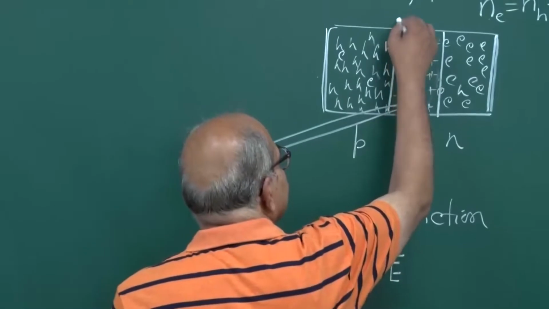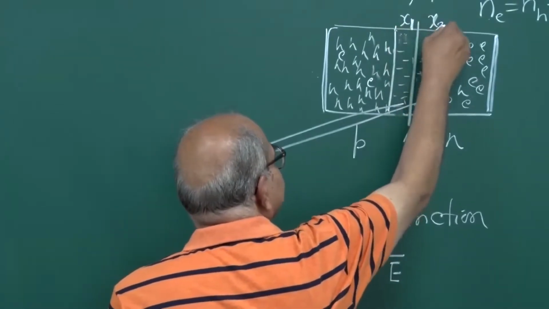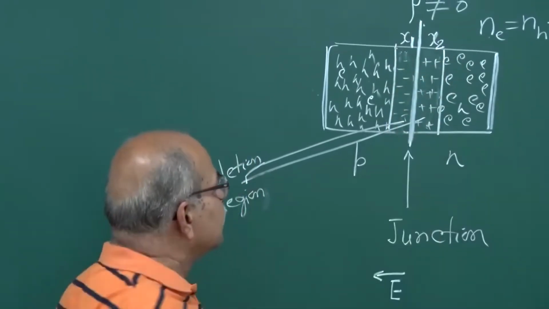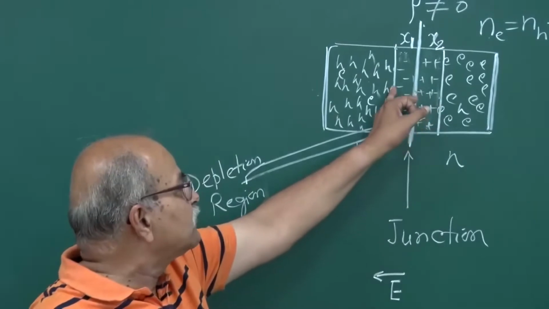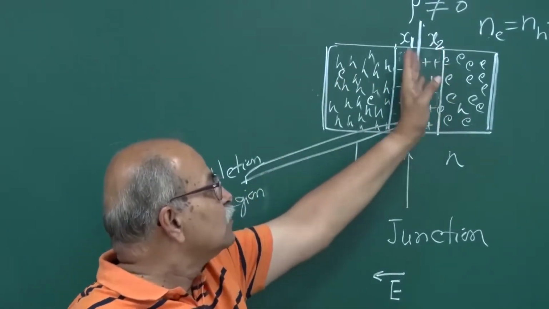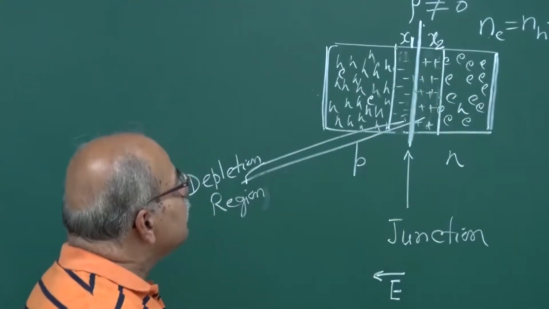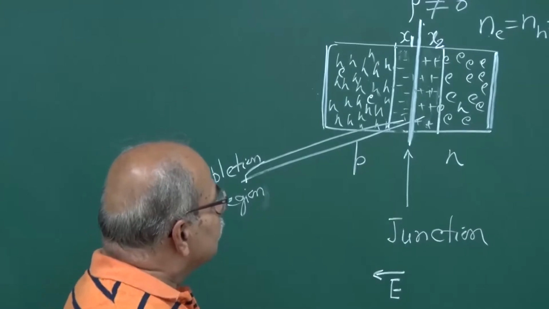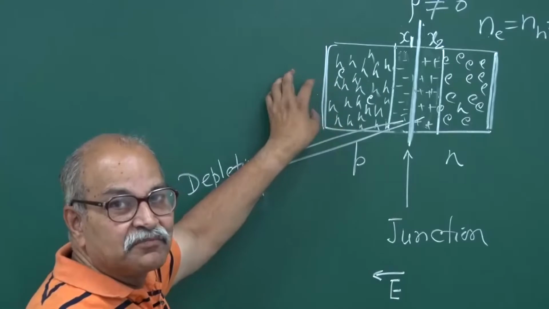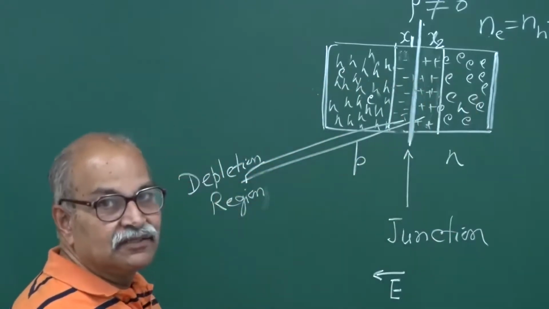Suppose this width is x1 here and this width is x2 here. So the junction line is here. Then this depletion region extends up to depth x1 on this P side, up to depth x2 on the N side, and these x1, x2 depend on the dopant densities. How many impurities per unit volume you have put here and how many impurities you have put here.